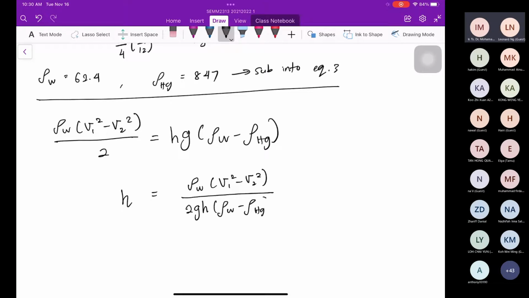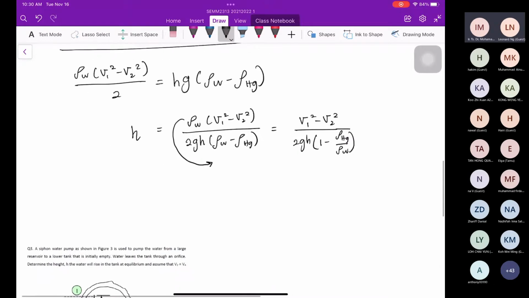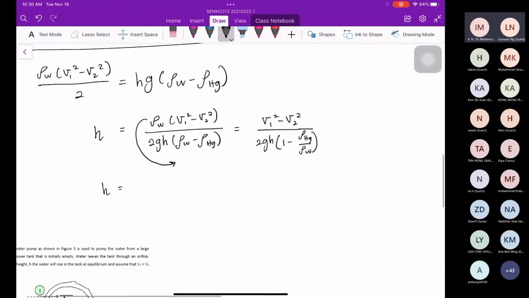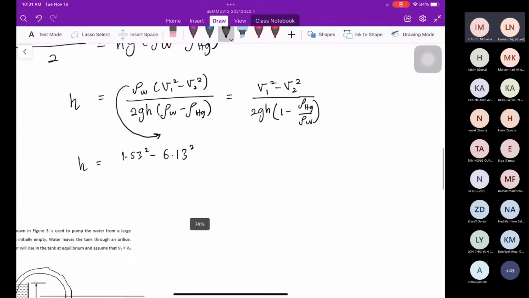Rho of mercury. So I simplify this further. I move the bottom term, and it becomes a division: V1 squared minus V2 squared over 2GH, equals 1 minus rho of mercury over rho of water. Now I can simply substitute. Velocity 1, I get 1.53 squared minus velocity 2, 6.13 squared.